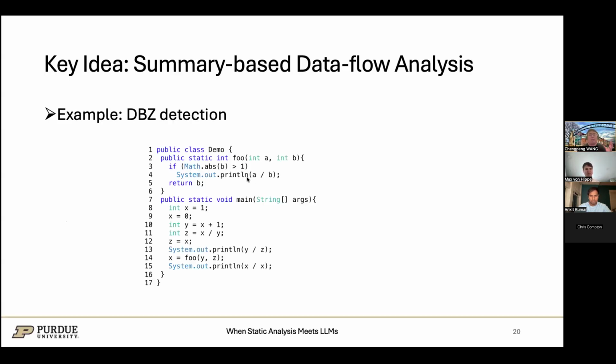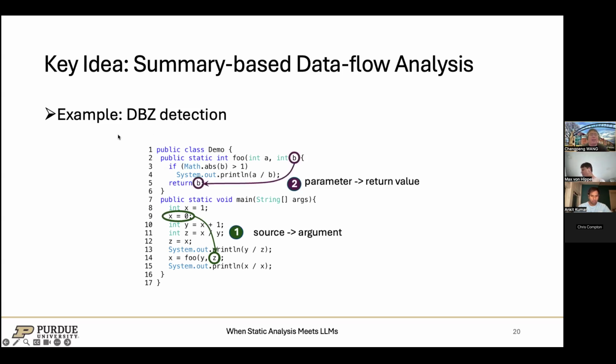So I will give more illustration. Our technical design comes from a very standard technique in static analysis, which is called summary-based data flow analysis. So let's go back to this example again. If we want to detect a divide-by-zero bug, we can just start from the zero value and see how it propagates in a single function. Attention here, we only focus on a single function. In this case, we can decompose the whole program into single functions.